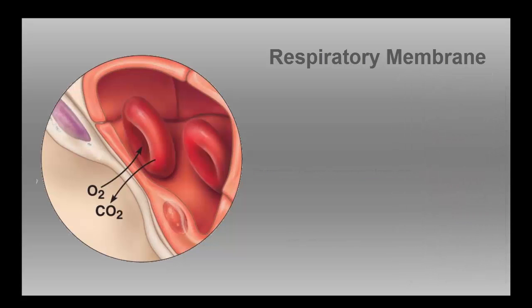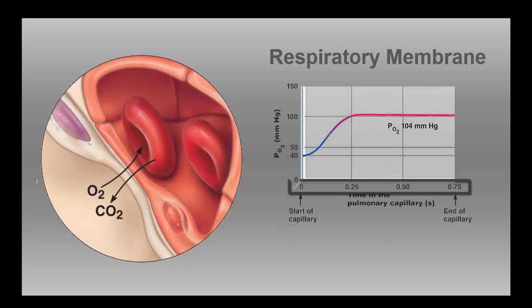Now, a red blood cell will spend about 0.75 seconds in transit along the respiratory membrane, during which time it has to dump off carbon dioxide and take on oxygen. Now, this seems like a very short period of time, but under normal conditions, this is plenty of time for equilibrium for both carbon dioxide and oxygen to be met.